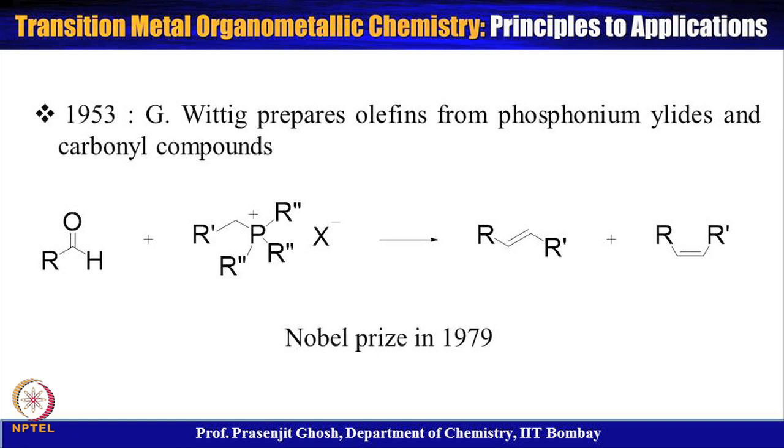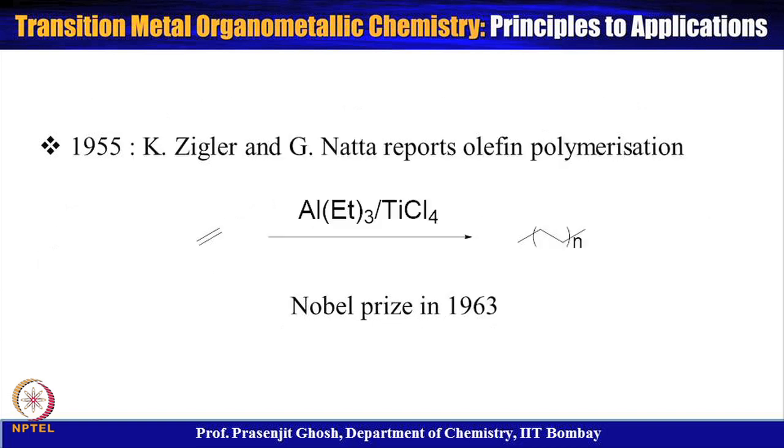Actually, the reaction of aldehydes with phosphonium ylides led to various olefins, the cis and the trans olefins. This was a very important discovery, as one could make olefins from carbonyl compounds. The impact of this discovery was recognized by the fact that the Nobel Prize for 1979 was awarded for this reaction.